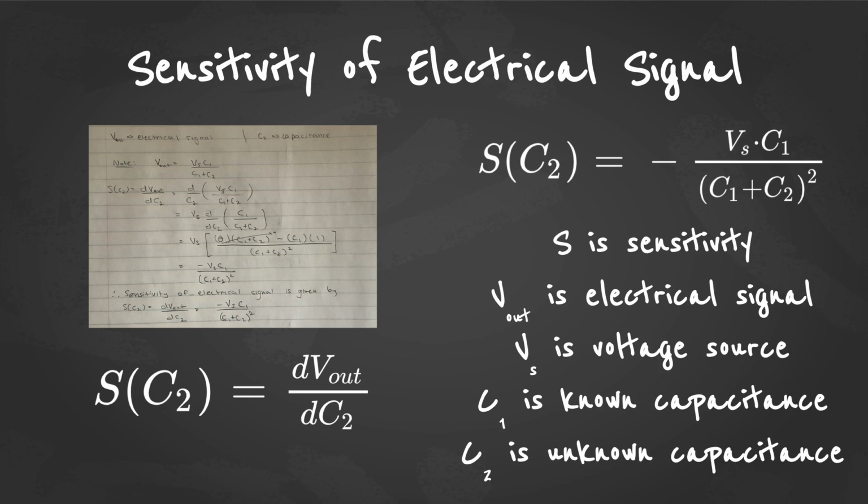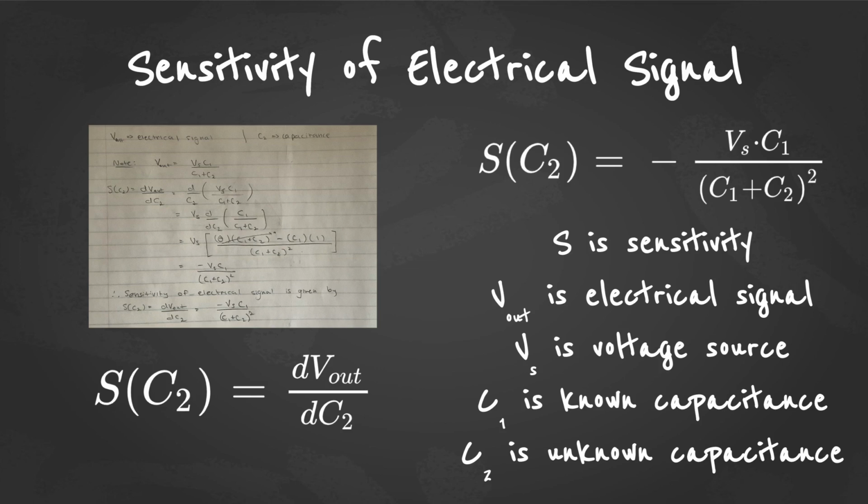Moving forward, we want to calculate the sensitivity of the electric signal. So we just calculated the electric signal with respect to the capacitance C2, which is the unknown variable. And we know that sensitivity is simply the derivative of our electrical signal with respect to our capacitance. And our capacitance specifically is C2, since that is our unknown variable. So on the paper, on the left-hand side of the screen, we can say that our sensitivity with respect to C2 is equal to the derivative of V out, which is our electrical signal, with respect to dC2.